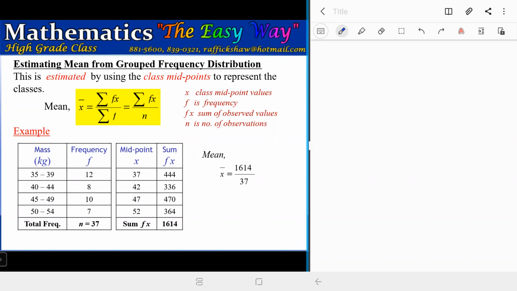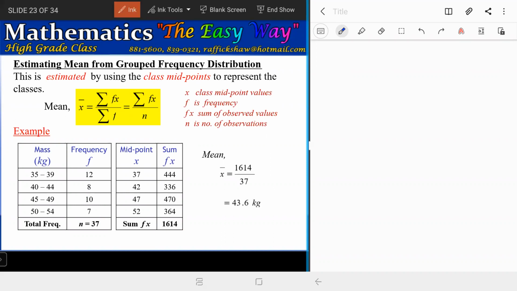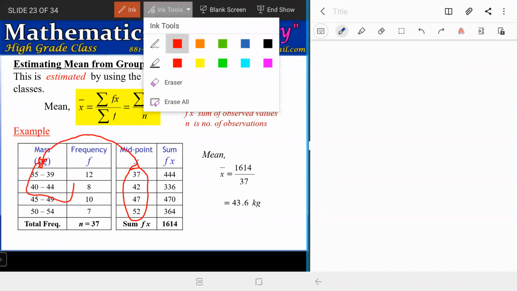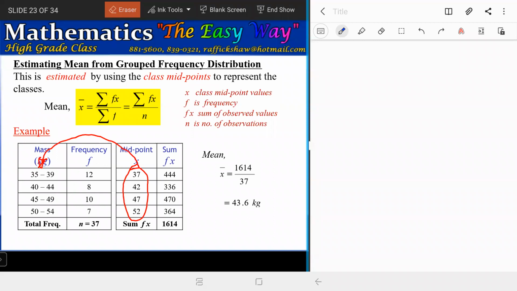1614 over 37. I wrote that down. And see, I give my answer in kilograms. That's how we estimate the mean when the data is grouped. You have to remember, guys, when the data is grouped, you're using the midpoint value as the value for all. You're assuming that all of them in the group measure the midpoint value, which is not necessarily true.